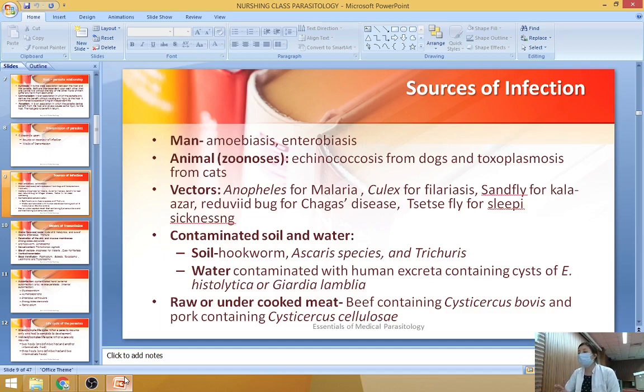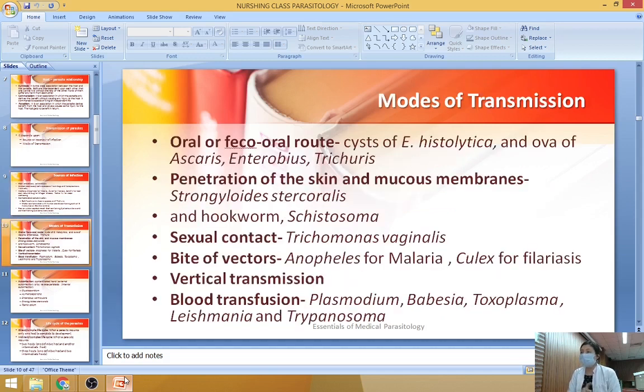Why is cooking of food very necessary? Because raw meat may contain parasites like Cysticercus bovis and Cysticercus cellulosae, which are very bad for our health. For this reason, we have to eat cooked food. This is the source of infection. Then the mode of transmission, how they are transmitted. It can be transmitted by the oral or fecal-oral route. Oral means by eating, and fecal-oral means through feces and all. Then penetration of the skin and mucous membrane, this will be for the ectoparasite.